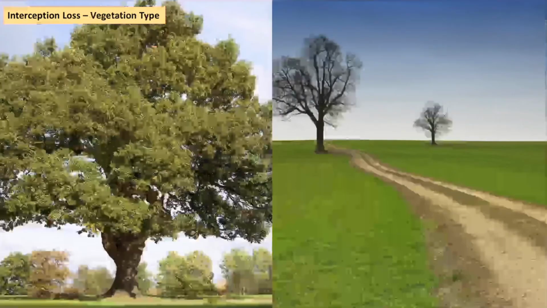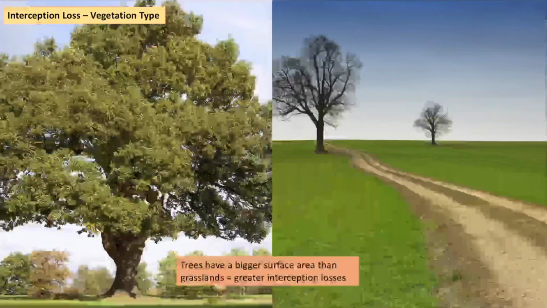The other thing we need to consider is that vegetation type will affect it. So on the left, I've got my big deciduous tree. That is going to have a bigger surface area than the grasslands or the agricultural crops that you find on the right here. Therefore, that bigger surface area means more can be intercepted, and therefore more is going to be evaporated and higher interception losses.